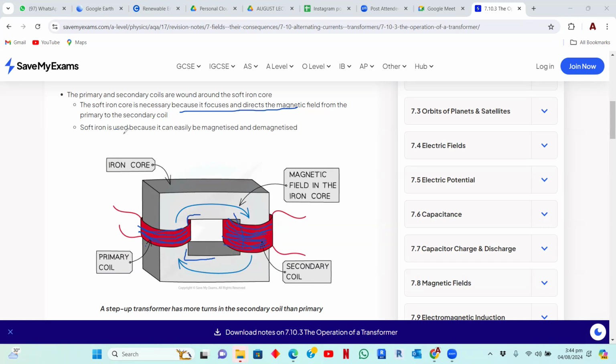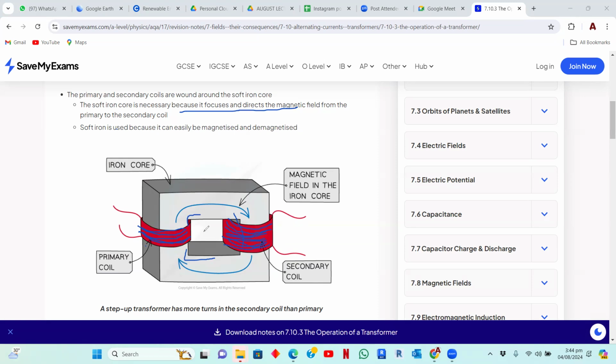Now, why do we need soft iron for a core? Because soft iron is a material that can be magnetized easily, and it can be demagnetized easily as well. Okay, so you need a material that is easy to magnetize and easy to demagnetize. This is why iron is the best choice for this core.